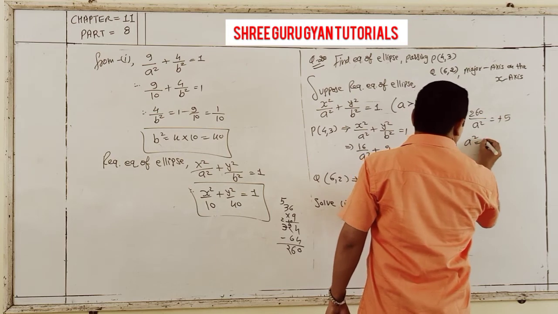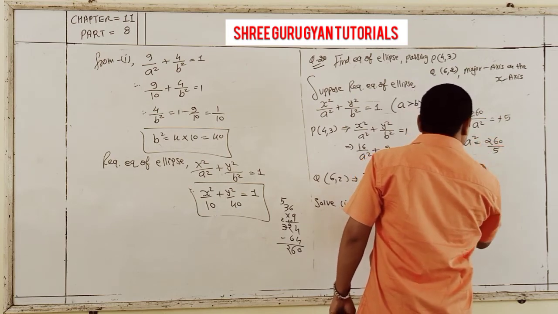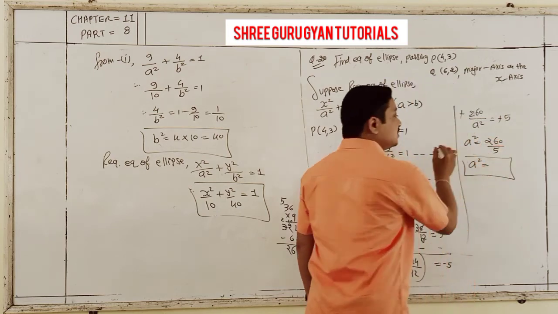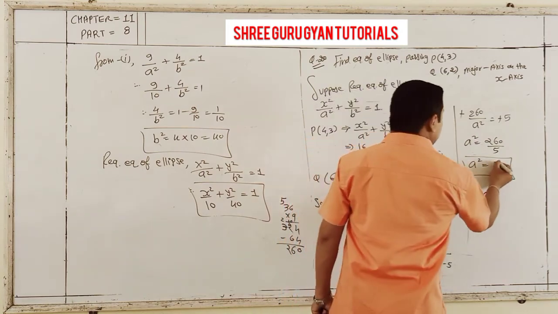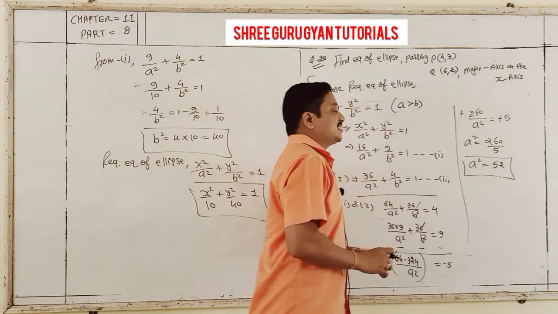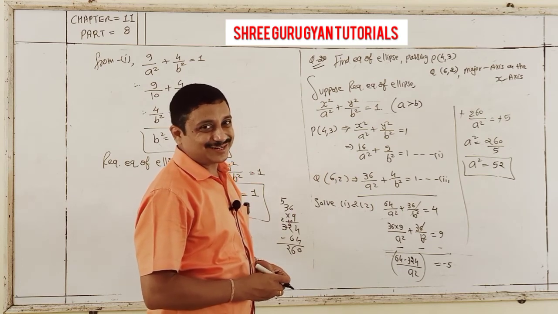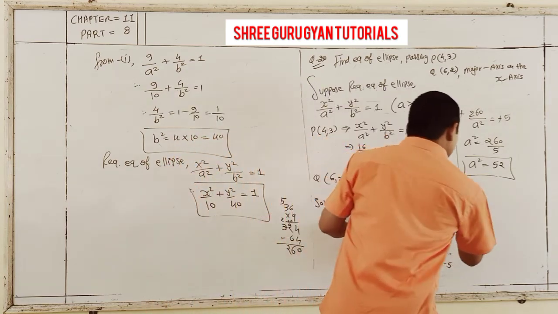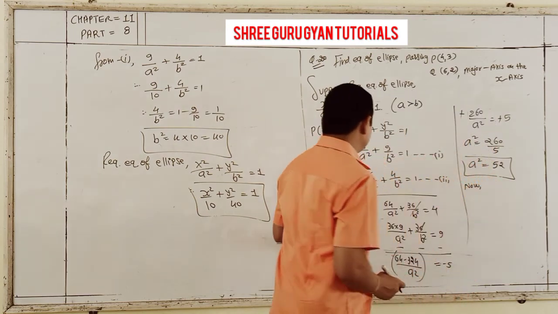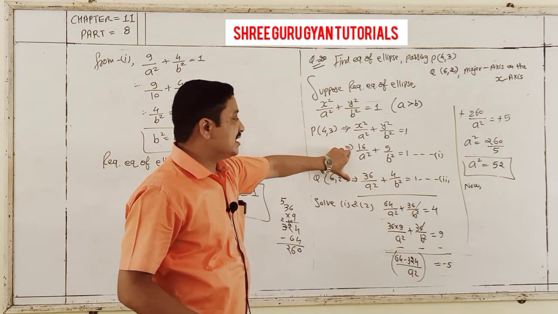So a square becomes 260 by 5. So surely you will get 260 by 5. Yes, 52, I think. Yes, 5 2s are 10, 1 carry, and 5 5s are 25, 25 into 2, 1, 26. A square is 52.